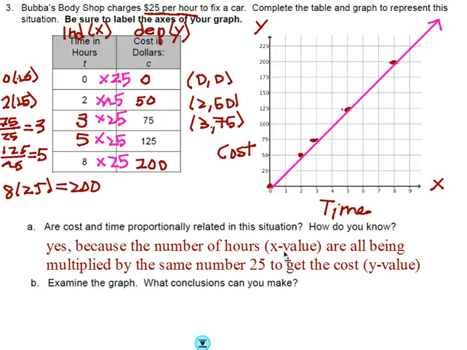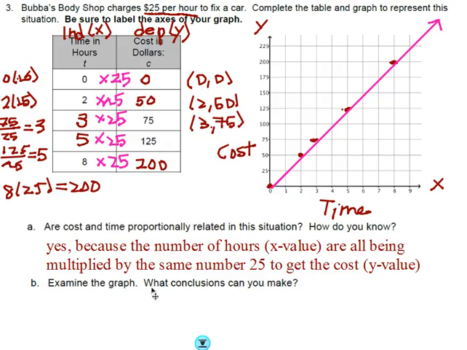And here is my answer. Yes, because the number of hours is all being multiplied by the same number, 25. And again, if it does not mention the graph, I would like you to always answer your question referring to the table. The table shows you that it's all being multiplied by 25.